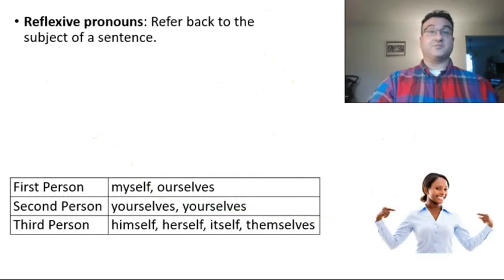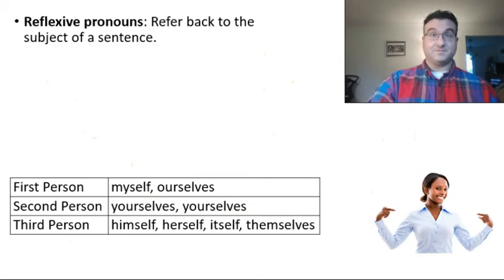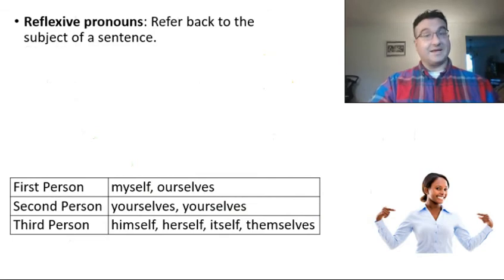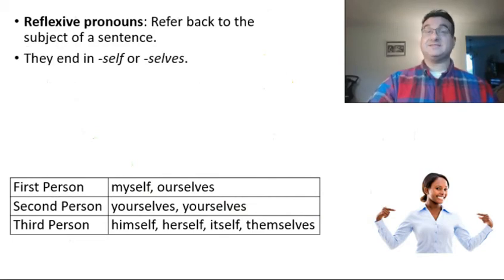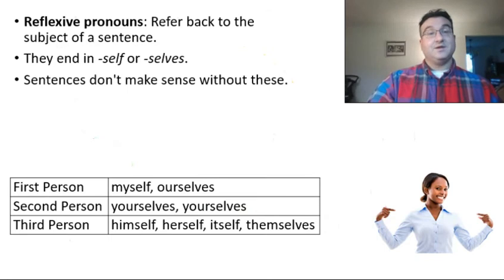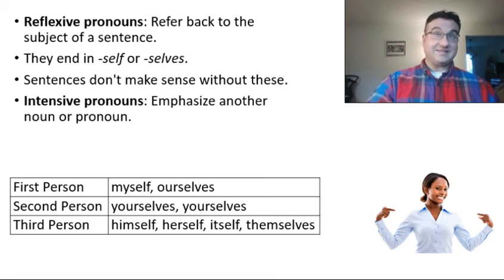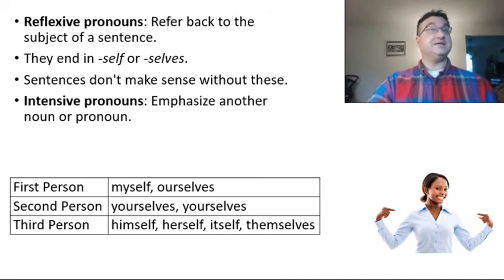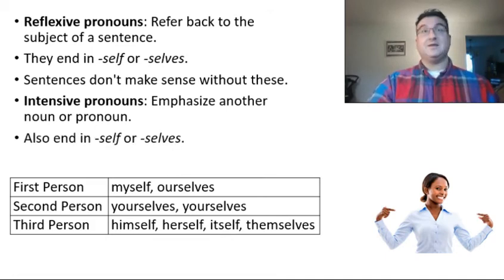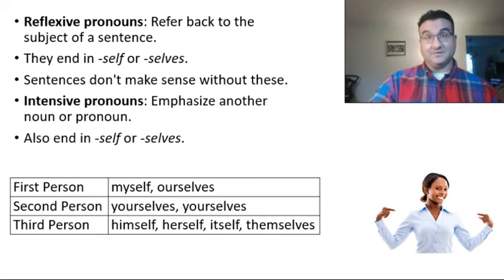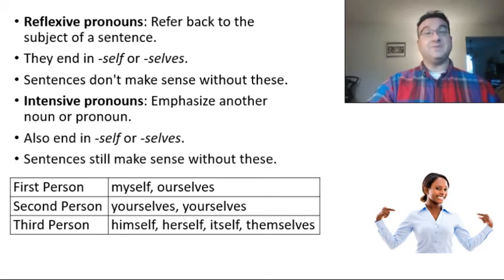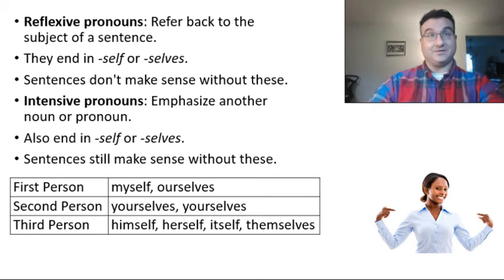Next, we have reflexive and intensive pronouns. Reflexive pronouns refer back to the subject of a sentence. They end in self or selves. These kind of pronouns are needed for the sentence to make sense. The sentence won't make sense without them. Compare it to an intensive pronoun. It emphasizes some other noun or pronoun. It also ends in self or selves, but the sentence would still make sense even if you cut it out.